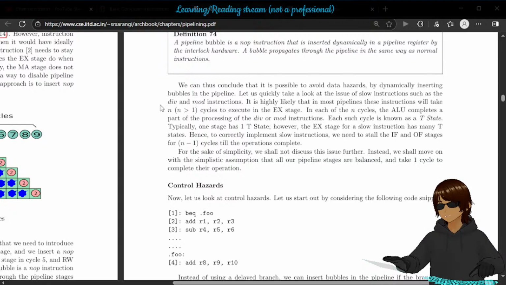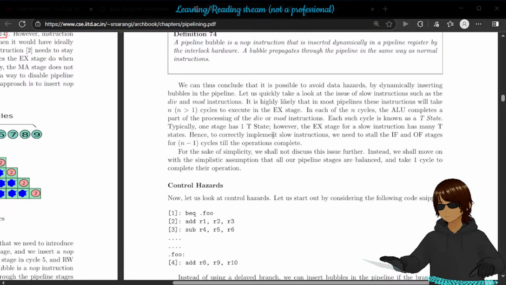So, for slow instructions like div and mod, it will take many cycles to execute them. Each such cycle is known as a T state. Why did we introduce a different word for it? Our execute stage for a slow instruction has many T states.